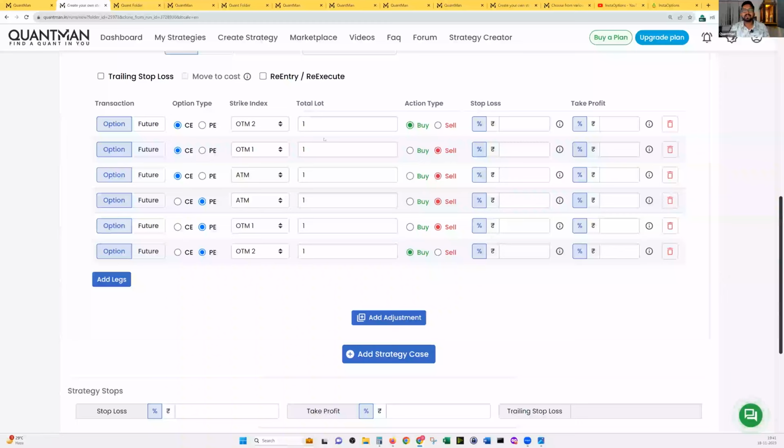So now I sold two strikes and bought one strike with two lots. I put two lots over here and two lots over here. Now I have defined my strategy. Does this strategy have a defined loss or an undefined loss?